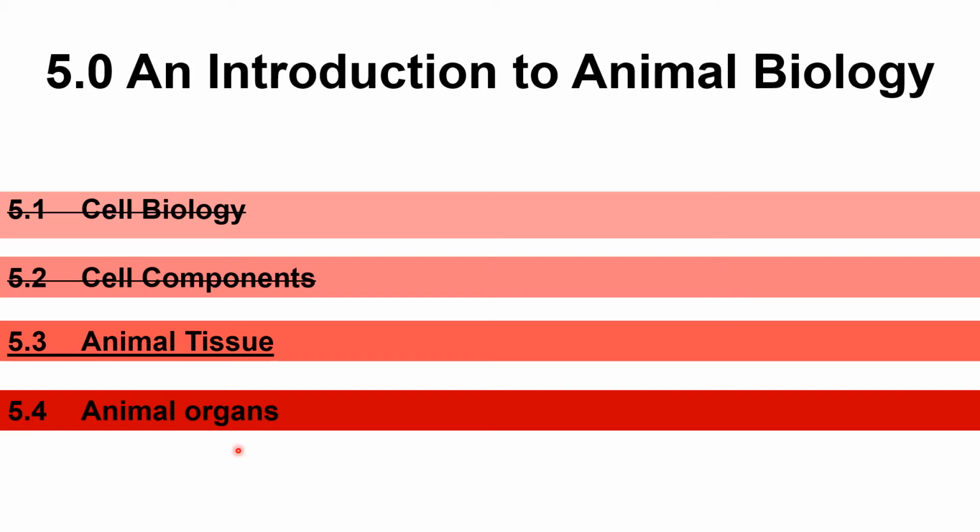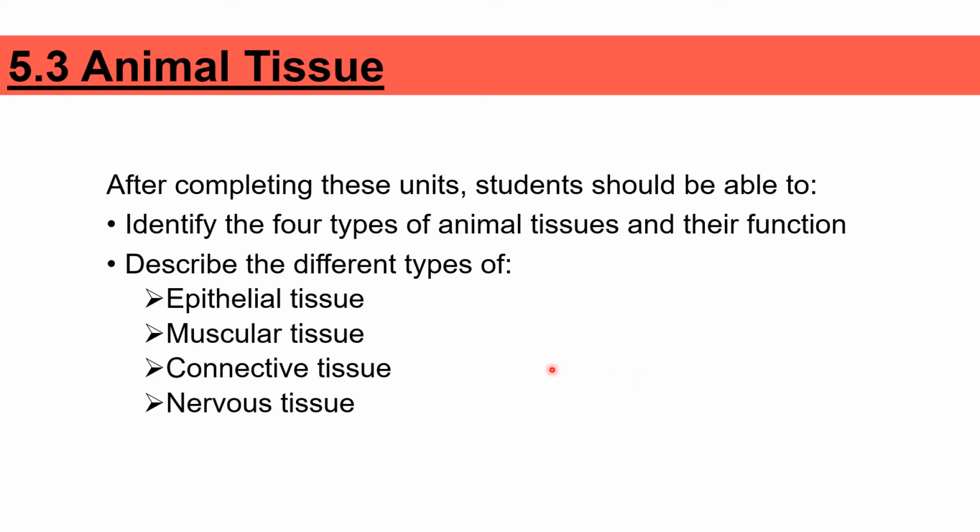Okay, now let us move to the next subtopic in Introduction of Animal Biology, which is animal tissue. In this subtopic, you should be able to identify the 4 types of animal tissue and their functions. The types of animal tissues that you are going to learn are epithelial tissue, muscular tissue, connective tissue, and nervous tissue. Let us look first into the epithelial tissue.